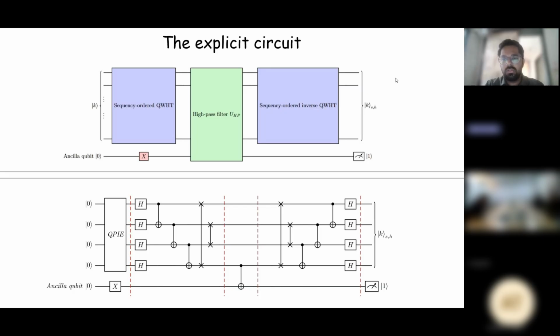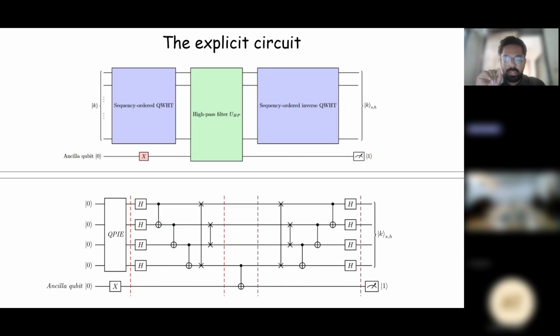Okay. So QPIE is my image encoding technique which I use to encode my image into my state vector. Then the sequency ordered Walsh-Hadamard transform, which is this particular circuit between these two red dashed lines. So I apply Hadamard transform, which was my order 1 complexity thing. I apply the rest of the C naught gates and swap gates, which is the UZ component which was used for reordering. And then we have the high pass filter. In this case, I have used a high pass filter, which is just one C naught gate.